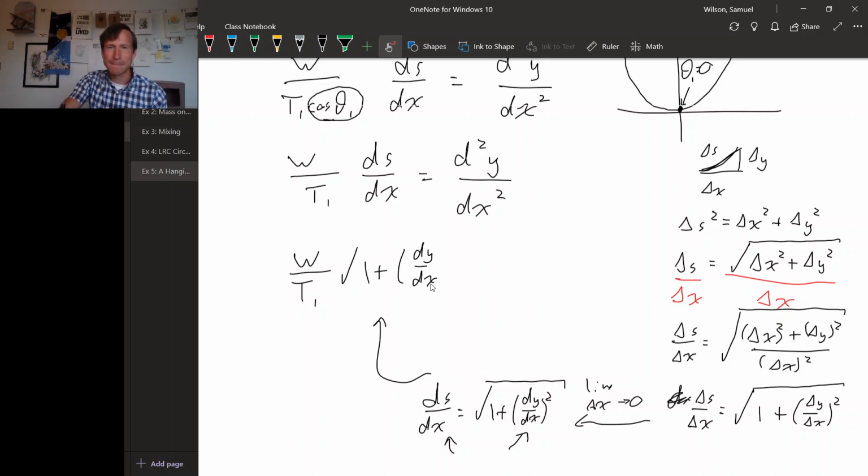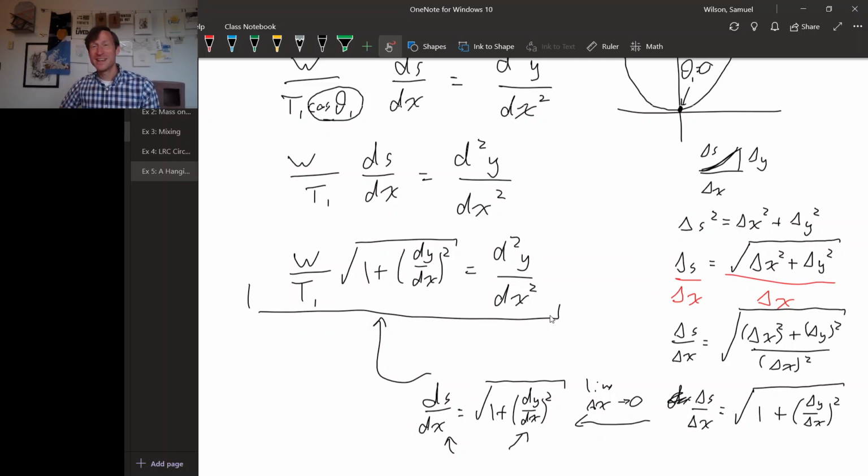dx squared equals the second derivative of y with respect to x. Okay, so finally we have a differential equation that describes the shape that this hanging cable would take.